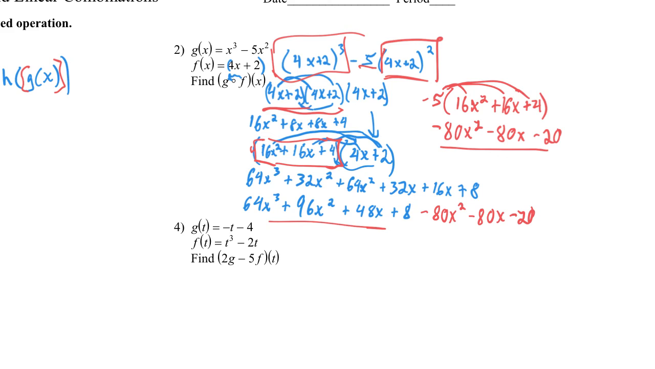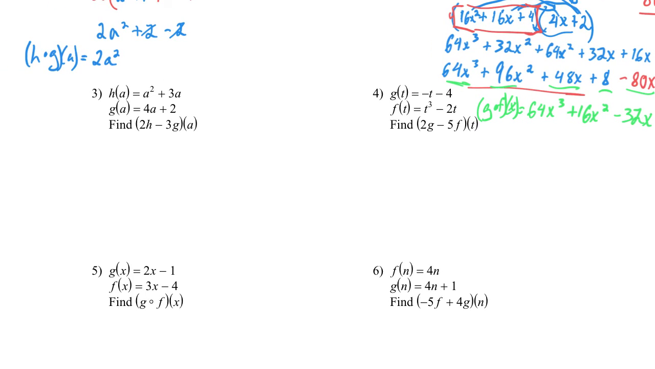So there's not another x cubed term, so I'm just going to drop that, 64x cubed. Then I've got 96x squared minus 80x squared, so that's going to be 16x squared. And I have 48x minus 80x, so that's going to be negative 32x. And I have 8 minus 20, negative 12. Now everything's combined, so I'm all finished. So g of f of x is equal to all of that. So that's about as tough as they get when you have to cube something.